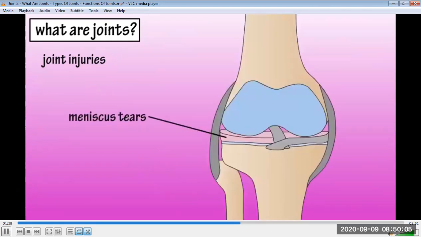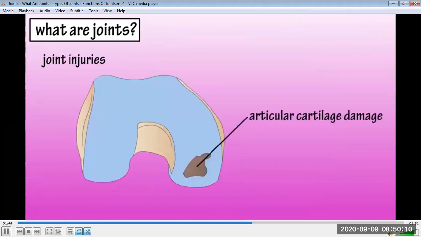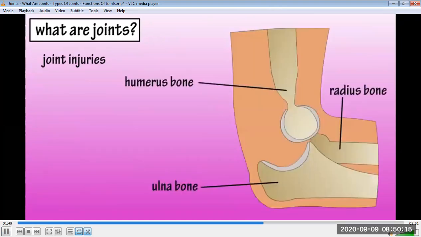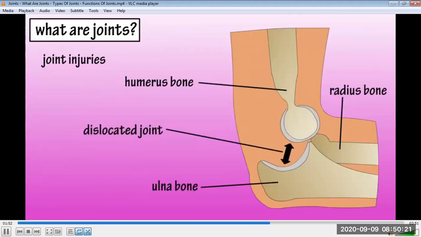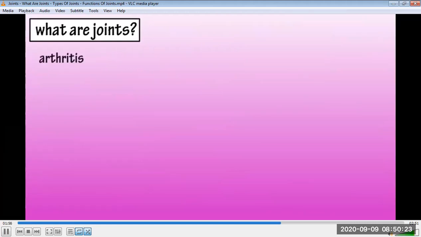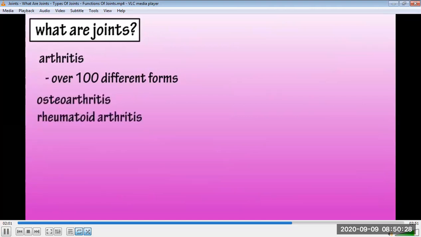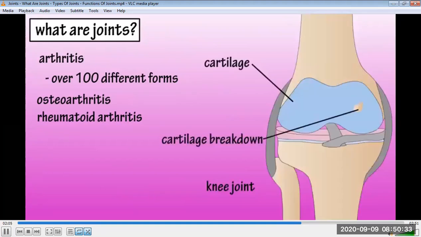Meniscal tears in the knee joint, usually caused by wear and tear over time, and damage to articular cartilage that covers ends of bones, usually caused by falling directly onto the joint. Joint dislocation can also happen, and that's when a bone slips out of a joint, which is also usually caused by a fall. Arthritis is the most common joint disease, and there are over 100 different forms of arthritis, with osteoarthritis and rheumatoid arthritis being the most common. Osteoarthritis is when there is a reduction in the amount of cartilage tissue of the joint, usually resulting in bones rubbing on bones, and can be brought on by regular wear and tear or injury to the joint.